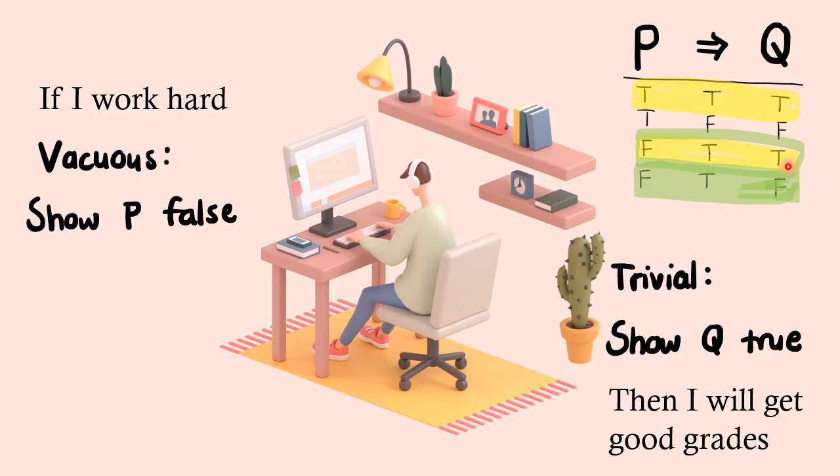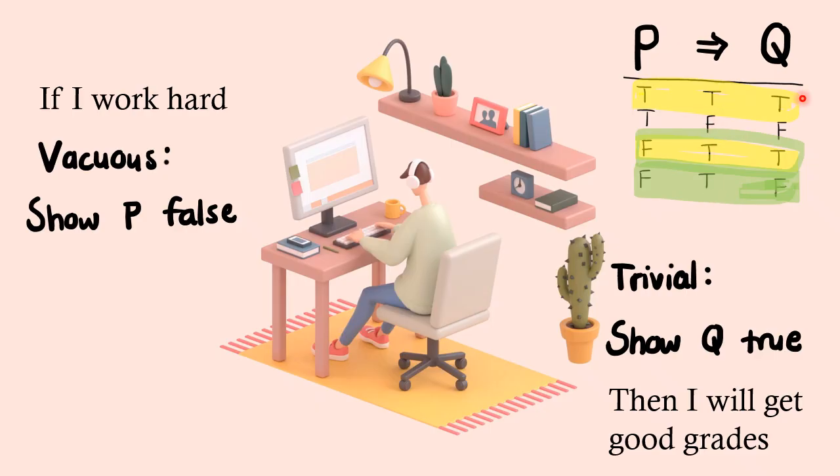It doesn't matter what Q is. We don't work hard. So whether or not we get good grades has no effect. The whole thing falls flat. The switch isn't even pulled. The trigger isn't pulled. The switch isn't flipped.